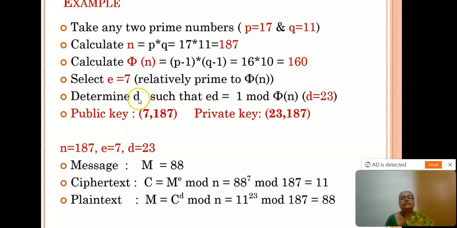Now you have to determine D in such a way that ED is equal to 1 mod phi n. Here we can choose D as 23. So the public key is E and N, where E is 7 and N is 187. So the public key is 7 and 187 and the private key is 23 and 187. Using this, we can encrypt the message. Let me consider you want to transfer a message M, and let the numerical value of that message be 88. That is, M is equal to 88.